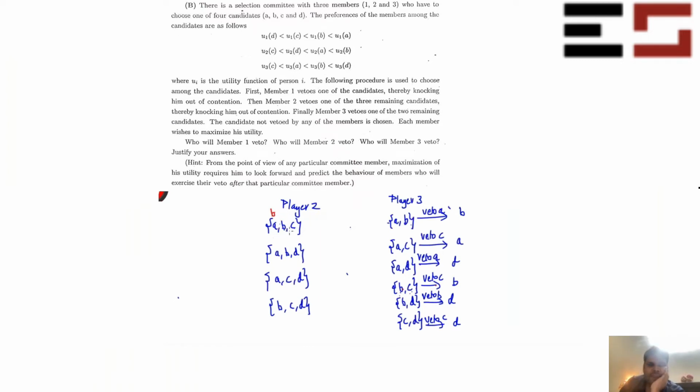Okay, if I veto B, then A and C will be left. If A and C are left, then player 3 will veto C, so A will be chosen. So vetoing B is like choosing A. Similarly, if I veto C, then A and B are left, and if A and B are left, then B will be chosen.